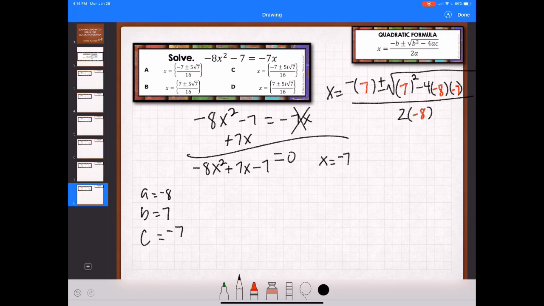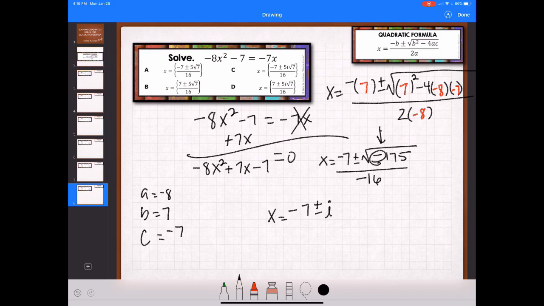x equals negative 7 plus or minus the square root. So in my calculator, 7 squared minus 4 times negative 8 times negative 7 equals negative 175, over 2 times negative 8 is negative 16. Now in the past, we've typically stopped and said, oh, look, the radicand is negative, so this is no solution. But because we know about imaginary numbers at this point, we're going to go ahead and simplify it with our imaginary numbers.